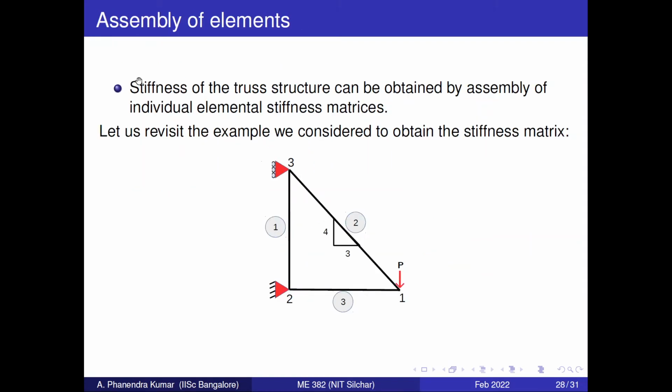So we have obtained this for a single element, right? But we need the stiffness for the whole structure. That is the aim of the problem, right? We need to find the stiffness of the whole structure. So we can do the assembly of individual elemental stiffness matrices to obtain the final structural stiffness matrix. So we will go to the same example which I discussed even in our previous class.